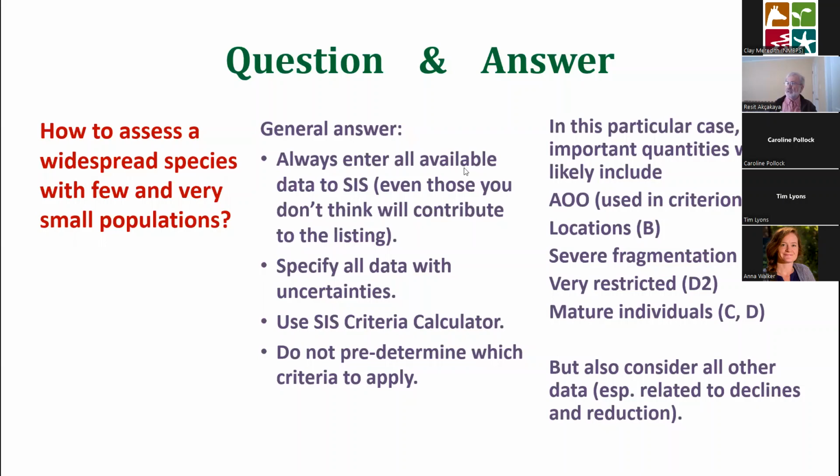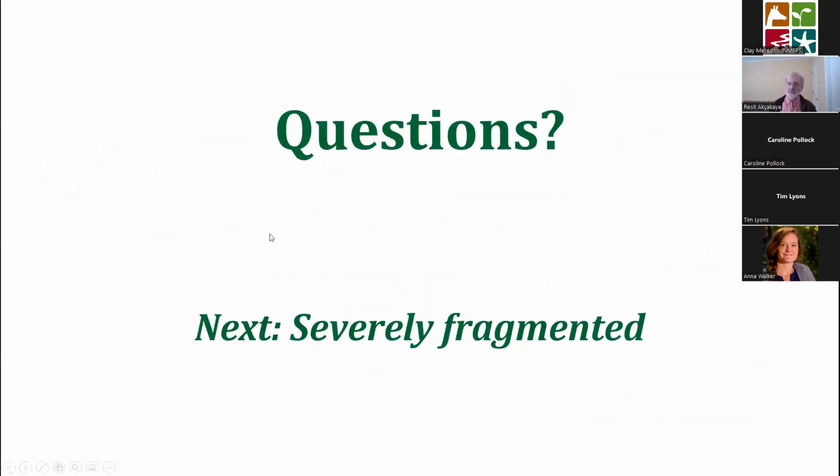Okay, so let's look at some questions. Next, I will talk about severely fragmented. So one question I have in the Q&A is, when area of occupancy and extent of occurrence include inferred and projected points, how do you calculate the number of locations? Do we count locations over the area or just in the known points?